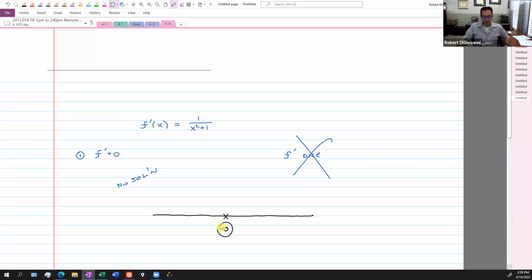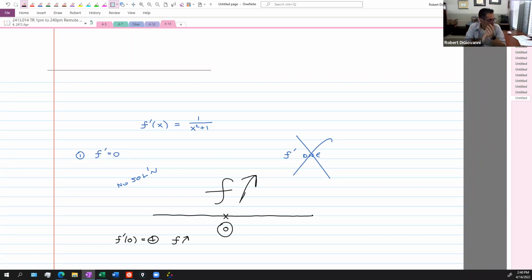So I would pick 0, let's say. If I plug 0 in here, what do I get? Positive, right? So f prime of 0 gives me a positive number, which means my function is increasing. And that means that the function is always increasing. It may happen that you don't have a critical number. So what you still have to do is just pick a test point, and whatever happens, that's what's happening everywhere.